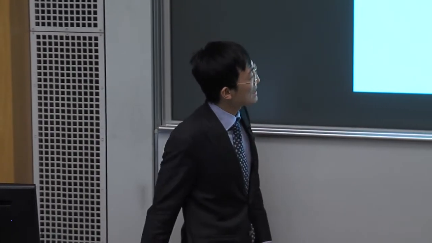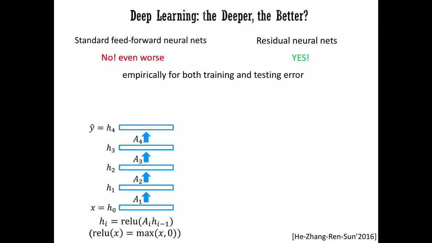A standard feed-forward net, with a little bit of simplification, looks like this. You have a bunch of hidden layers, a bunch of matrices, and the hidden state at layer i is ReLU of A_i times H_{i-1}. Here ReLU is a coordinate-wise activation function. Basically, ReLU on one coordinate is max of x and 0.